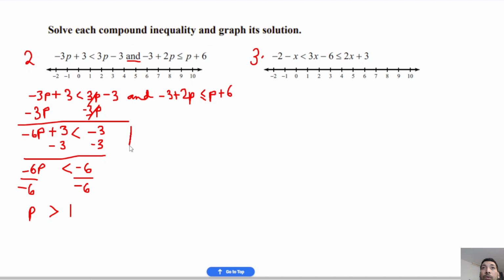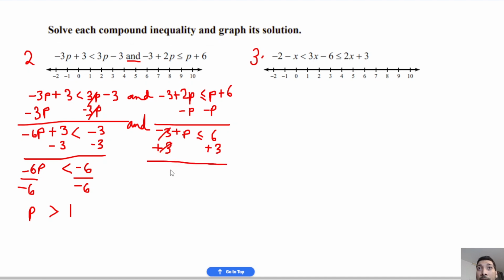And let's try to do this part. Here we need to take this p to the left side, so subtract p. If I do this, I get -3 plus p less than or equal to 6. And to take this -3 to the right side, I just need to add, because the sign in front of 3 is a negative sign. So I need to add 3 so that I can cancel out this term. So I have p less than or equal to 9.